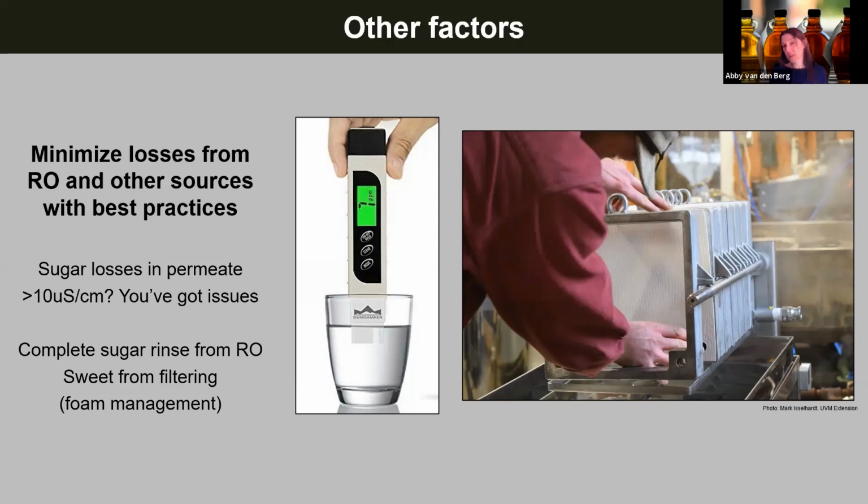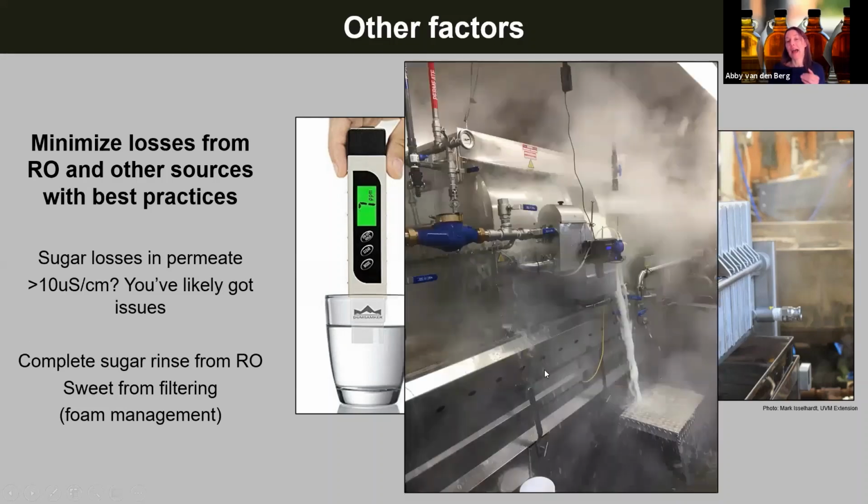Making sure that the sugar rinse from the RO is totally complete. How we're managing our sweet from filtering. Are we retrieving all of that? Are we getting it back into production? And even things as simple as foam management. Are we managing foam well enough by controlling our heat to prevent losing 5 or 10% of our syrup on the floor with major foam overflows? These are just little things, but they add up.